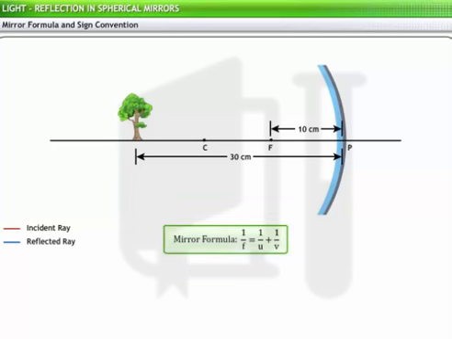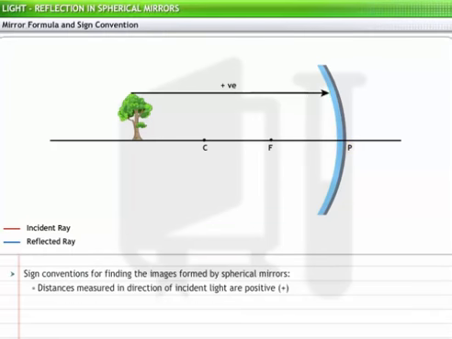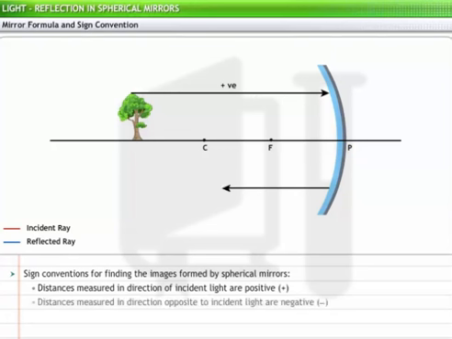1 divided by f is equal to 1 divided by u plus 1 divided by v, where focal length f is the distance between the pole P and the principal focus F. Object distance u is the distance of the object from the pole P of the mirror. Image distance v is the distance of the image from the pole P of the mirror. All distances are measured from the pole. The distances measured in the direction of the incident light are taken as positive. The distances measured in the direction opposite to that of the incident light are taken as negative.